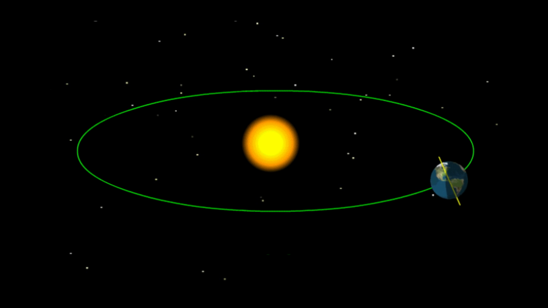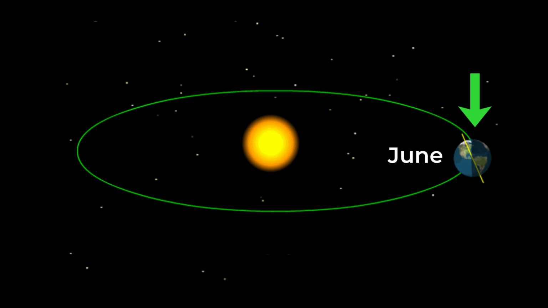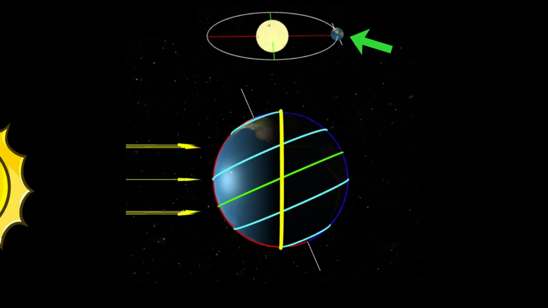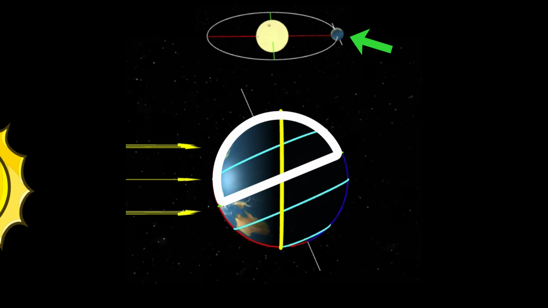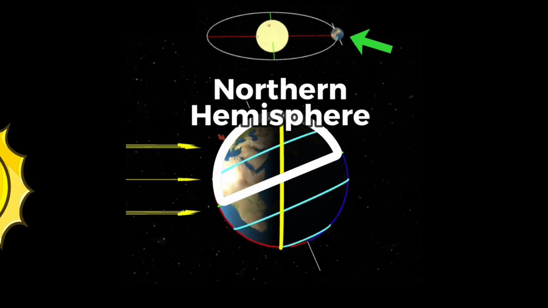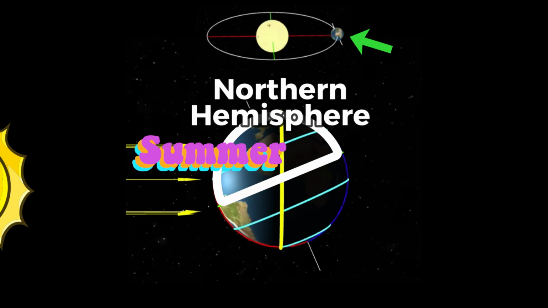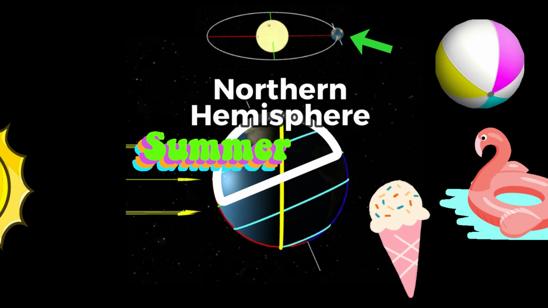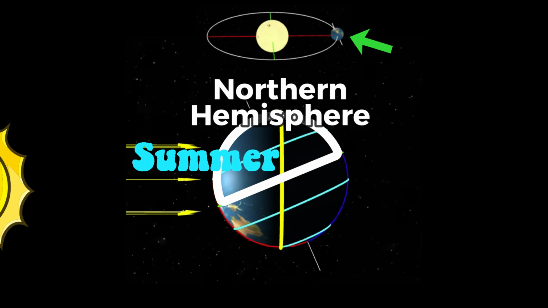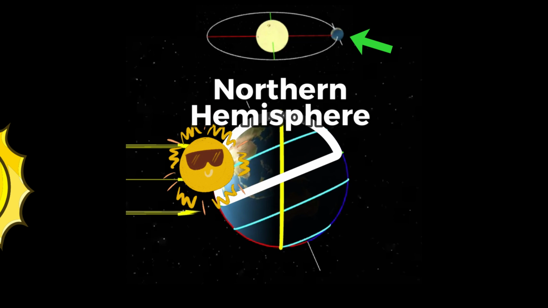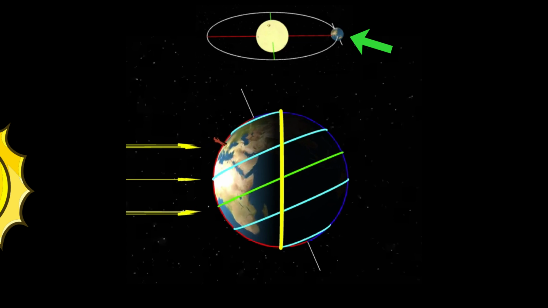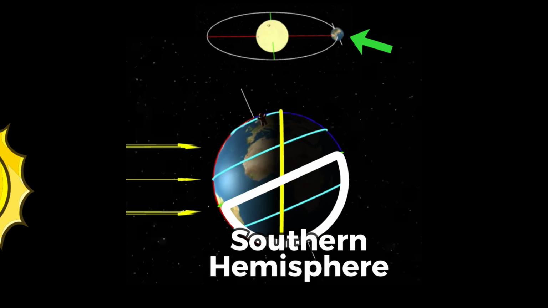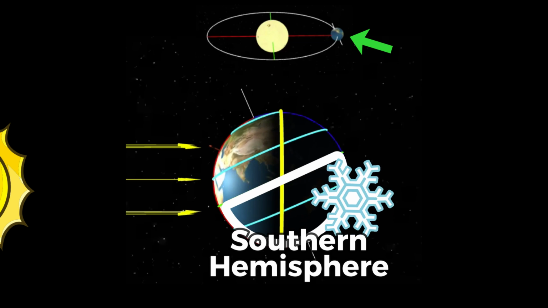First, let's check out the Earth during the month of June. At this point in its orbit, we can see that the top half of the Earth is tilted towards the Sun. We call the top half of the Earth the Northern Hemisphere. At this time, it is summer for people living in the Northern Hemisphere. Woo-hoo! And people living here experience warmer temperatures. For people living in the Southern Hemisphere, it is the opposite. At this time, the Southern Hemisphere is tilted away from the Sun. They experience winter at this time, which brings colder temperatures.